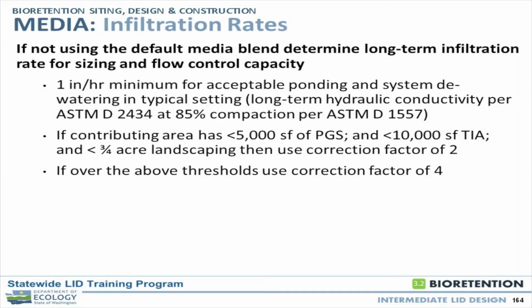So if your contributing area is less than 5,000 square feet of pollution generating surface, PGS, less than 10,000 square feet of TIA, total impervious area, and less than 3/4 acre landscaping, you can use a correction factor of 2. So what is 2? If you use a correction factor of 2 and you have an infiltration rate of 10 inches per hour, what would your design infiltration rate be? Correction factor is 2. Your initial measured rate is 10 inches for the media. You apply a correction factor of 2, what's your design rate? 20 or 5? 5, that's right.